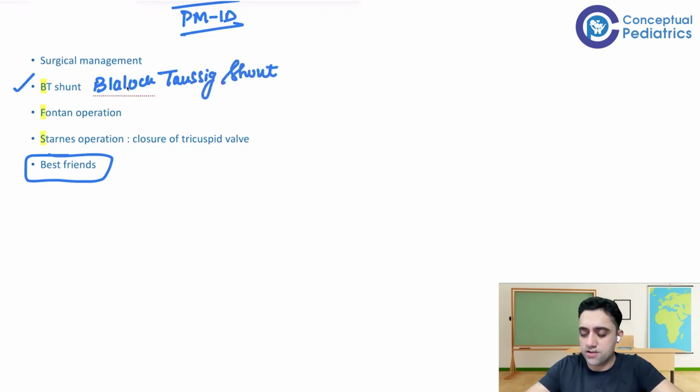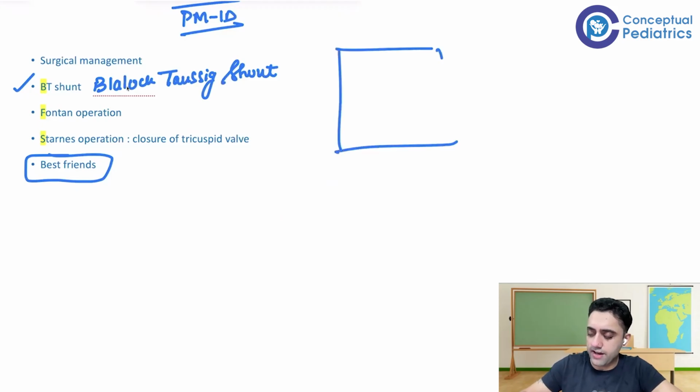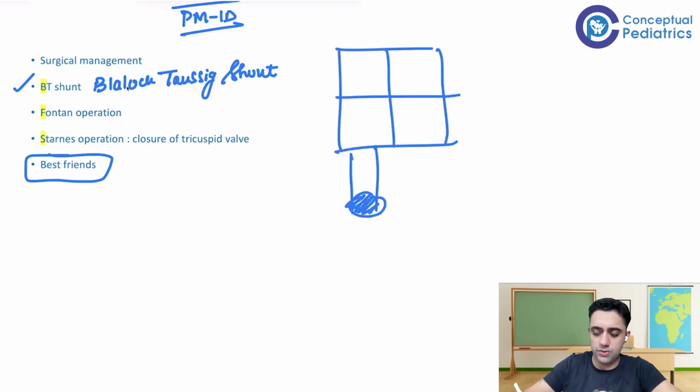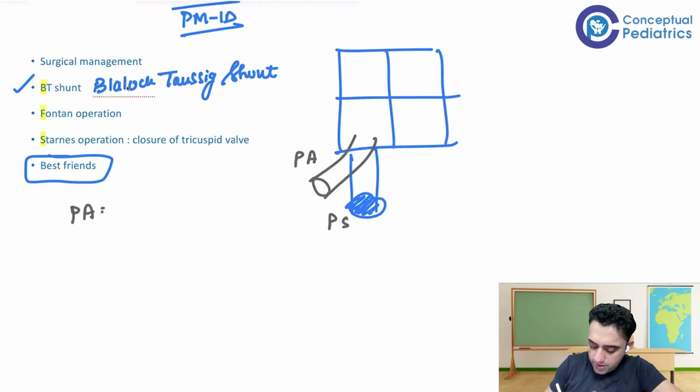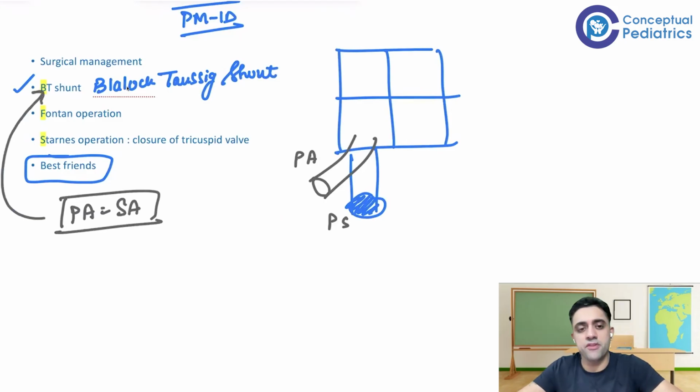in a case of tetralogy of Fallot. You remember tetralogy of Fallot? Now, a tetralogy of Fallot patient has a pulmonary stenosis. And basically, what do I do? I connect my pulmonary artery to somewhere else. Basically, I connect my pulmonary artery to the subclavian artery. That happens in a case of Blalock-Taussig shunt, pulmonary artery to the subclavian artery.